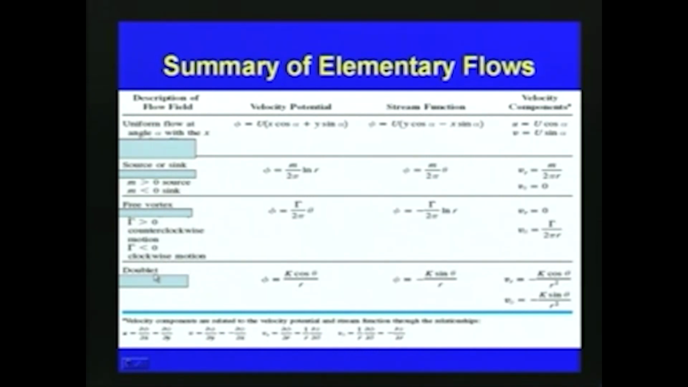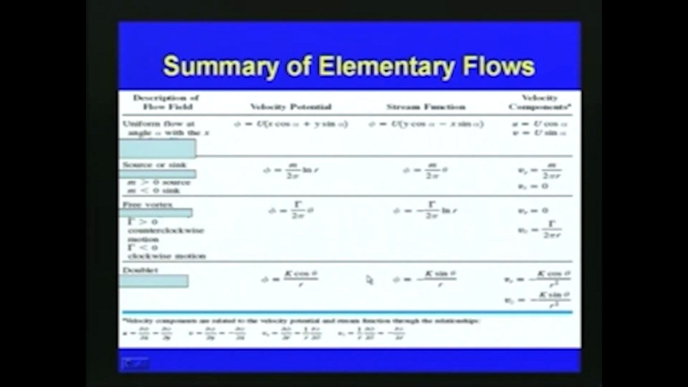And finally we have seen the doublet. For the doublet, the velocity potential we have defined is phi equal to k cos theta by r, where k is the strength of the doublet, and psi is equal to minus k sin theta by r. Then the radial velocity Vr is equal to minus k cos theta by r square, and V theta, the tangential velocity, is equal to minus k sin theta by r square. Then we can define various other parameters, u and v in the x y direction, and V theta and Vr, with respect to the basic definitions which we have already seen earlier.